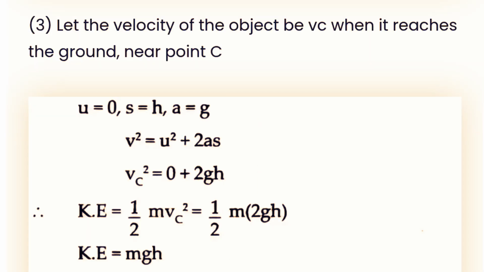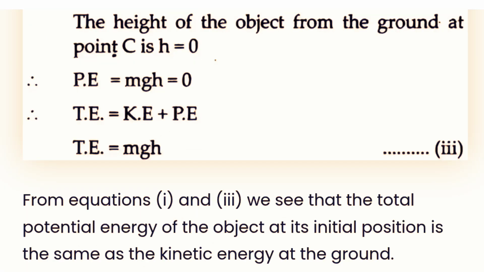3. Let the velocity of the object be v_C when it reaches the ground near point C. u equals 0, s equals h, a equals g. v squared equals u squared plus 2as. v_C squared equals 0 plus 2gh. Therefore, KE equals 1/2 m v_C squared equals 1/2 m times 2gh. KE equals mgh. The height of the object from the ground at point C is h equals 0, therefore PE equals mgh equals 0.